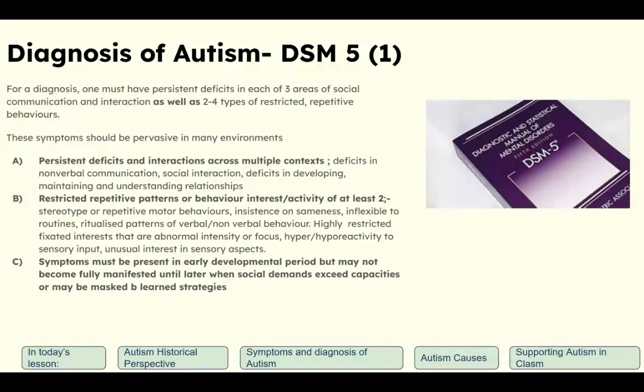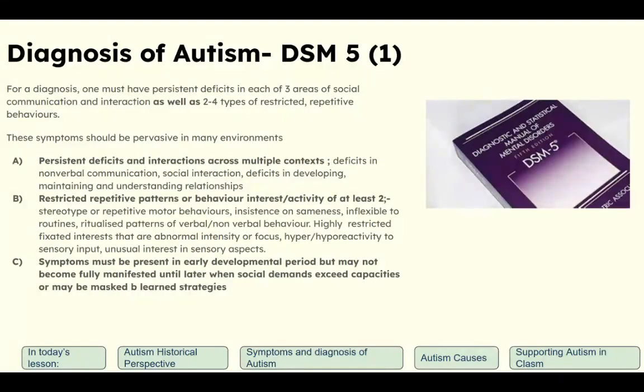For example, deficits in non-verbal communication, social interaction, deficits in developing, maintaining, and understanding relationships, and restricted repetitive patterns of behaviour, interest and activity, of at least 2 of the following. So stereotyped or repetitive motor behaviours, insistence on things being the same way every time, inflexibility to routines, ritualised patterns of verbal and non-verbal behaviour, highly restricted and fixated interests that are abnormally intense, hyper or hypo reactivity to sensory input, so leading to sensory overwhelm in some cases, and unusual interests in sensory aspects.